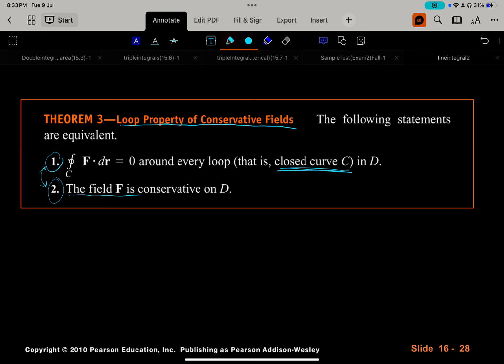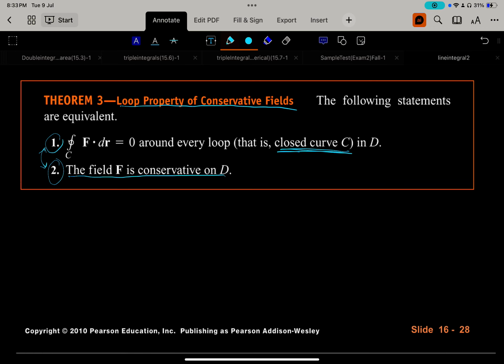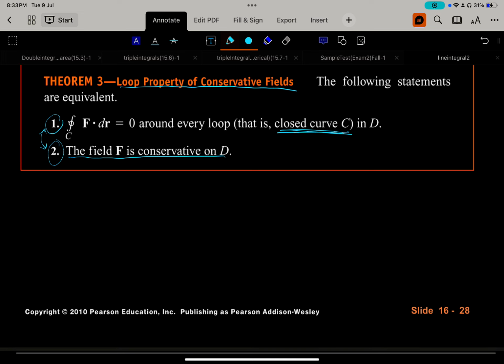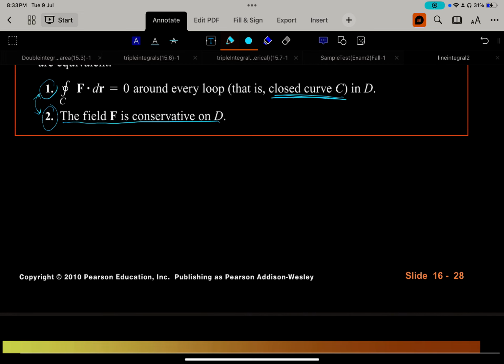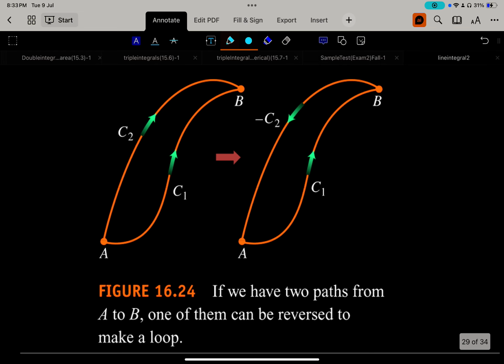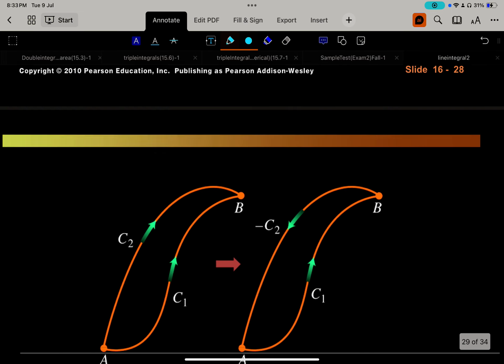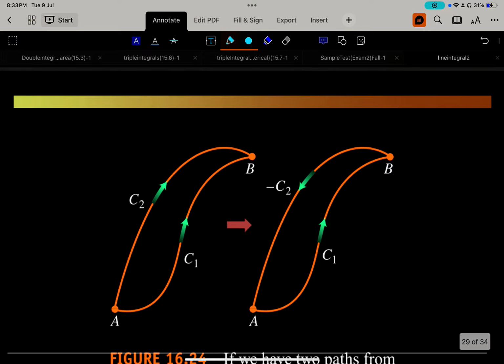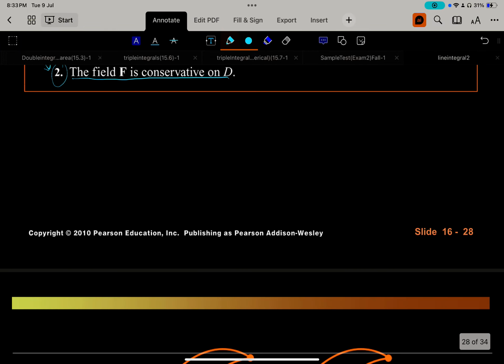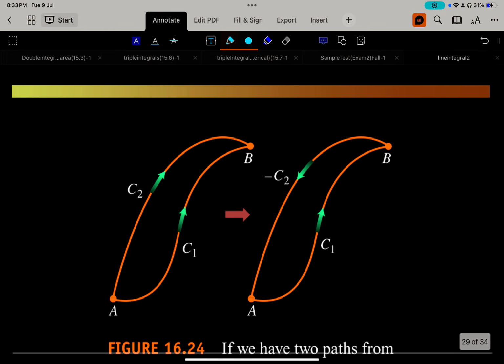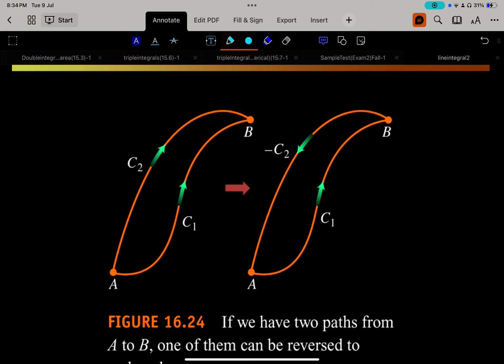The field F is conservative on D. So if around every loop the flux is 0, then the field F is conservative on D, and that's basically saying the same thing. If the flux is 0, then this means that the field F is conservative. That's how we define it for the line integral: if the line integral is the same, then we say the field F is conservative.